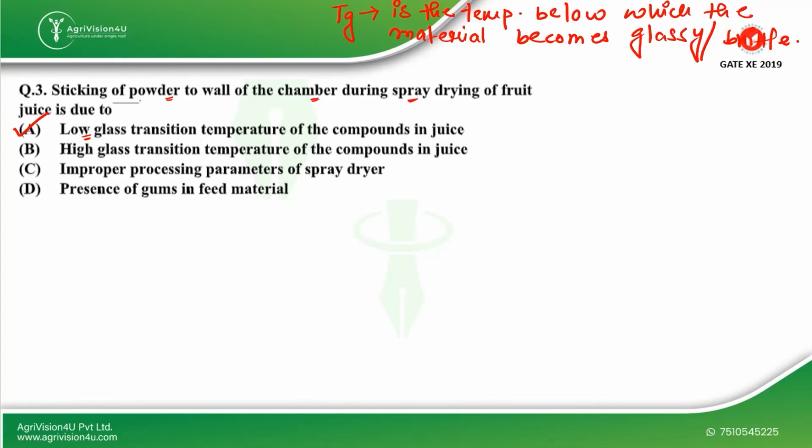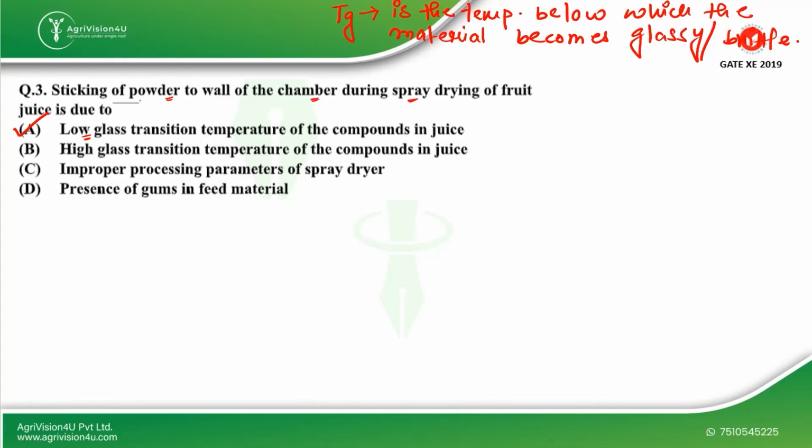Whereas high glass transition temperature means the compound in the juice would remain in a more viscous or liquid state for a longer time, which will allow them to dry more completely before solidifying. And the next one, improper processing parameters of the spray dryer, can contribute to the sticking, but the root cause is often the physical properties of the juice itself, that is the glass transition.